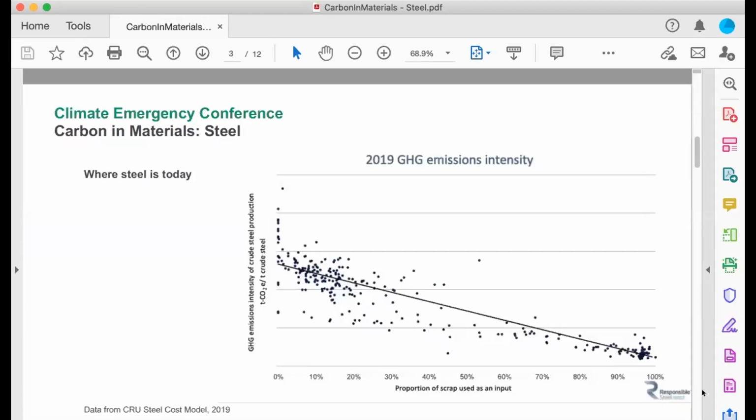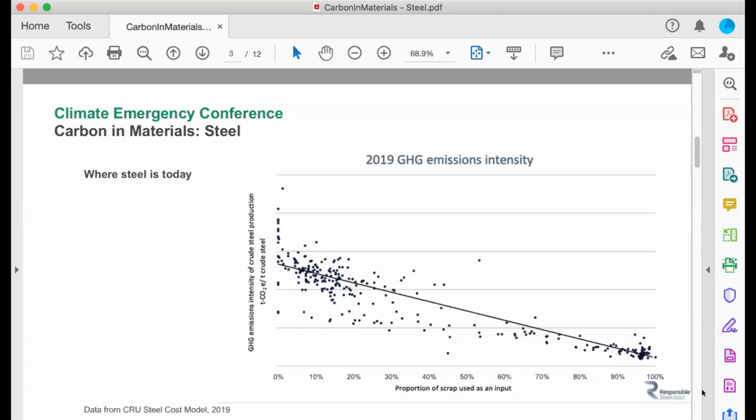So just to start off with, to give you a very quick intro to steel and greenhouse gas emissions, the steel sector emits around 3.7 gigatons of steel a year. That's around 7% of total global greenhouse gas emissions, about 9% of non-land use related emissions. So a big chunk of greenhouse gas emissions from steel.